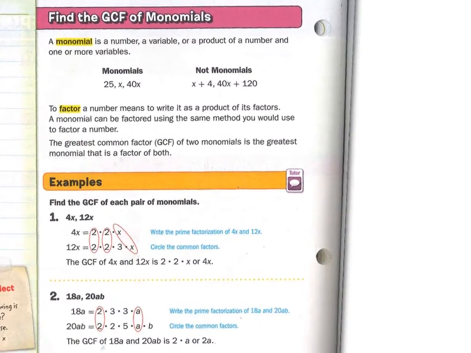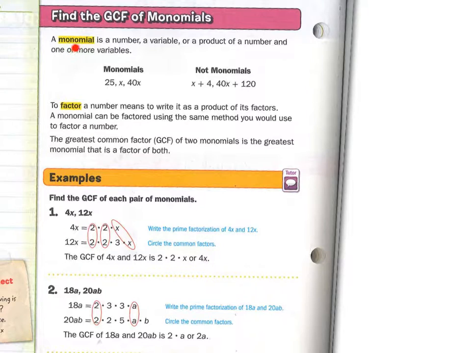A monomial, a word we have not seen, is a number, a variable, or a product of a number and one or more variables. So 25 is a monomial, x is a monomial, 40x is a monomial. These are not examples of monomials because they are not products. X plus 4 and 40x plus 12 are expressions, but they're not monomials.